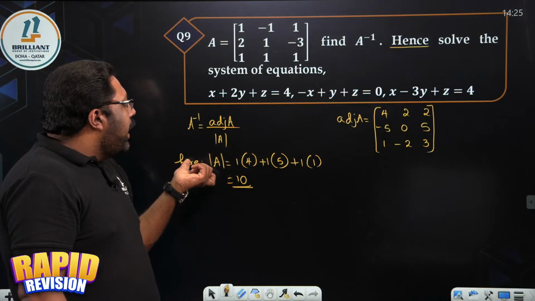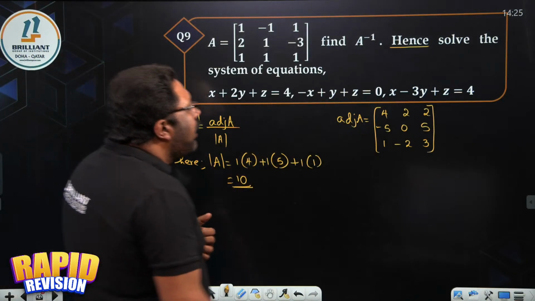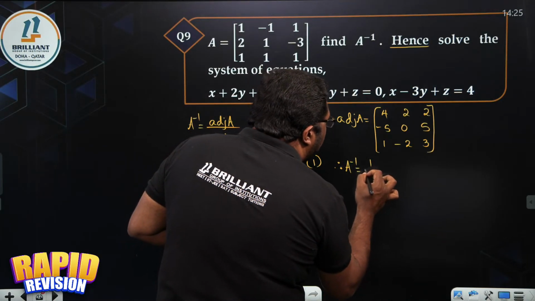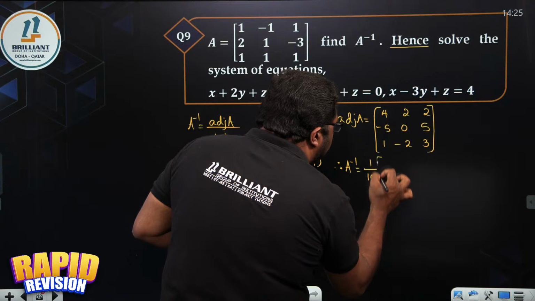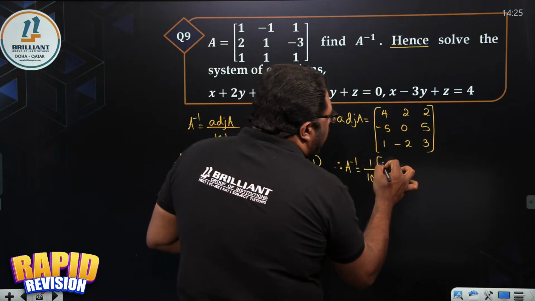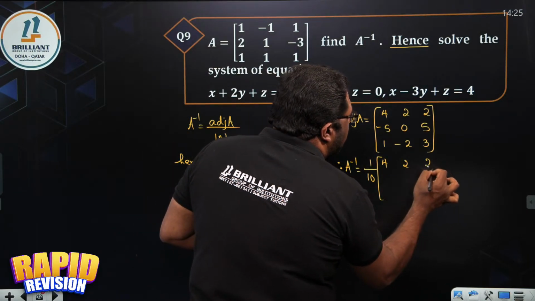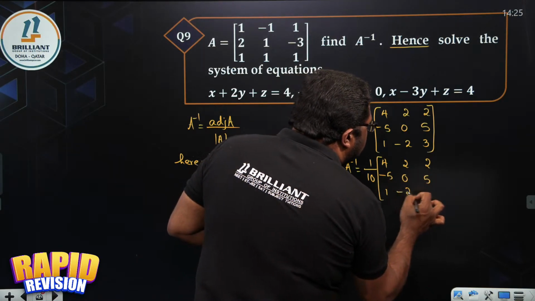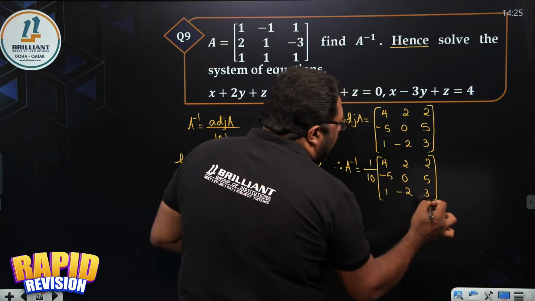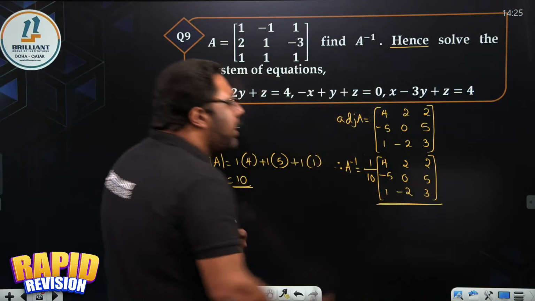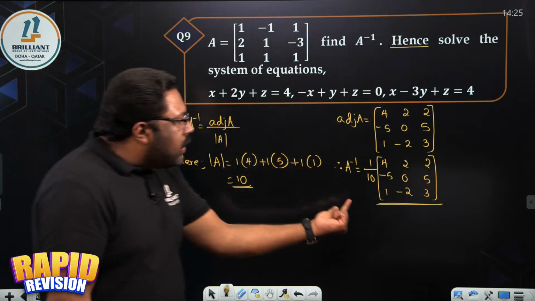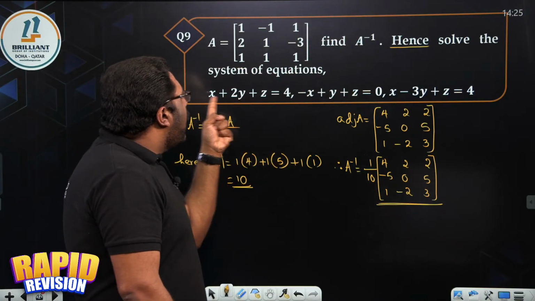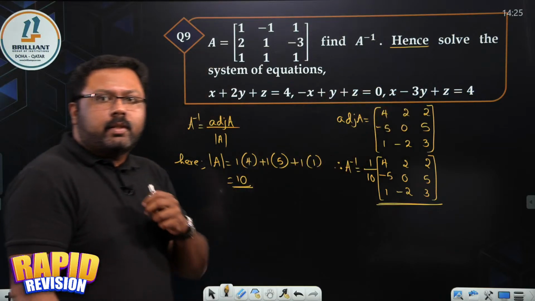Okay, so I got my adjoint, and what is my A inverse? Therefore, A inverse is equal to, don't take the 10 inside. Leave it out. You can just show that there is a 1 by 10 being multiplied outside, and this is my A inverse. And the question is, use this A inverse to solve this system of equations.